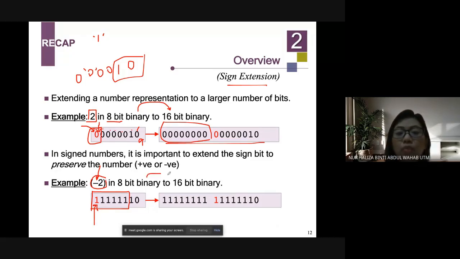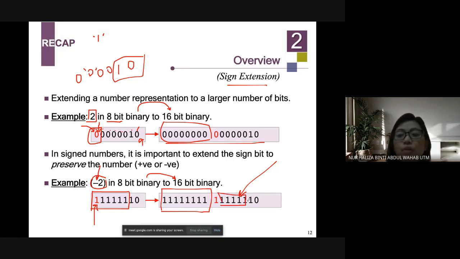Same goes for when you convert it into 16 bit. You need to add 1 for everything in front. So you need to be careful because in the question, they're going to inform you how many bits. If you are given just the number without mentioning how many bits the number is showing, you're going to get very confused because you don't have the idea what is in front here.